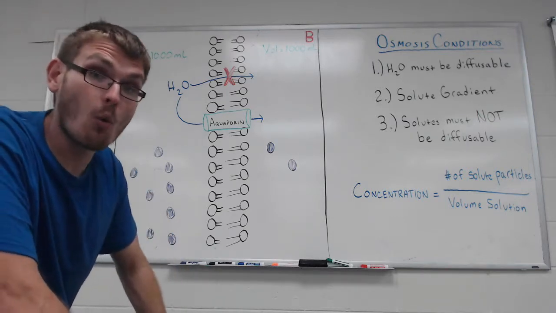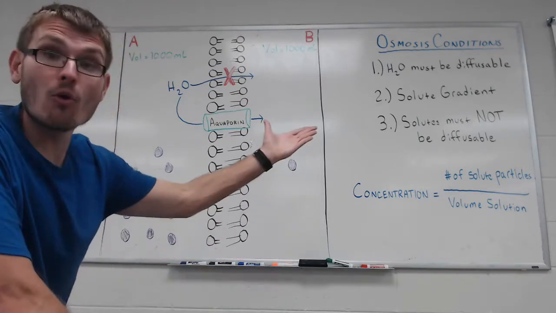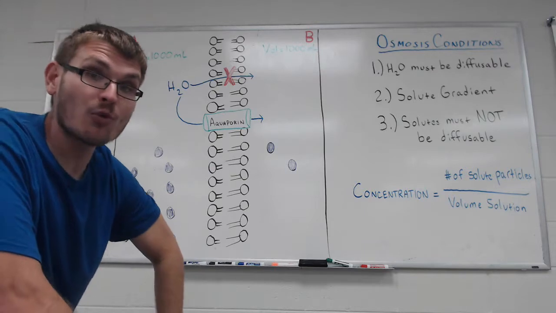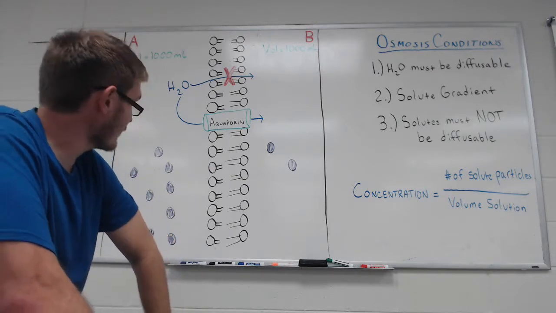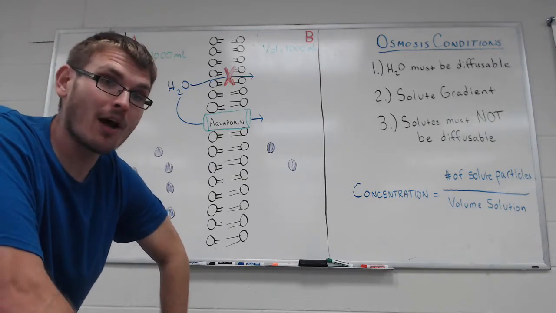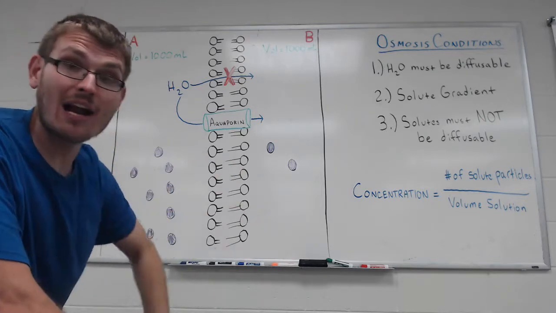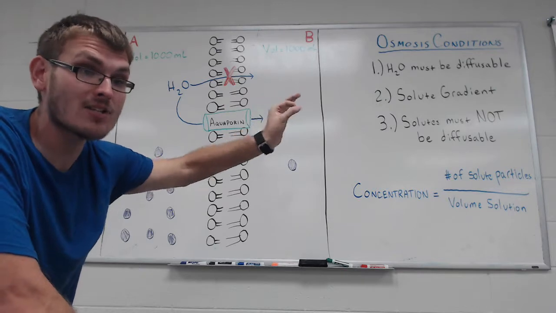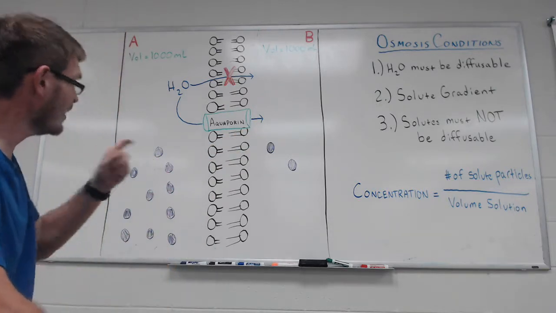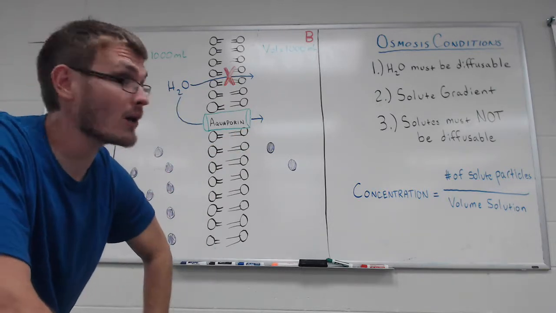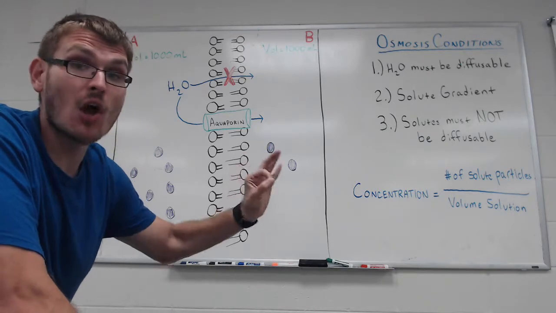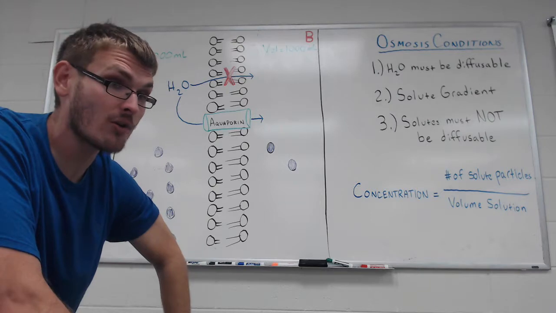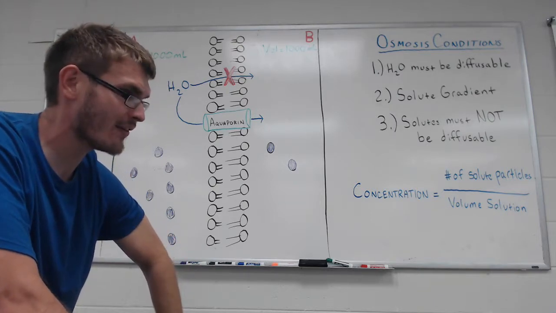essentially meaning that if these molecules were diffusible, there would be no reason for osmosis to occur. These molecules would be able to reach equilibrium on their own. If they're able to cross the membrane on their own, then they will take care of it on their own, and condition 2 would then disappear, meaning osmosis would not occur. So the 3 conditions: water has to be able to move, the solutes should not be able to move, and there should be a gradient of solute molecules on one side versus the other.